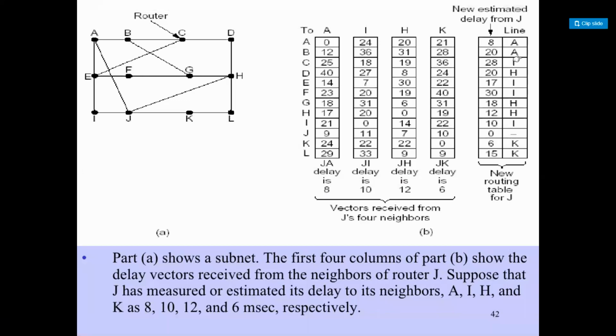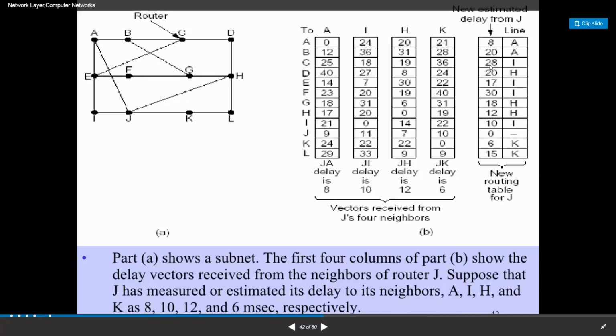Okay. Similarly, J to C. First, J to A is 8. A to C is 25. That is 33. The value is 33. J to I is 10. And I to C is 18. Sorry, 18. 18 plus 10 is 28.